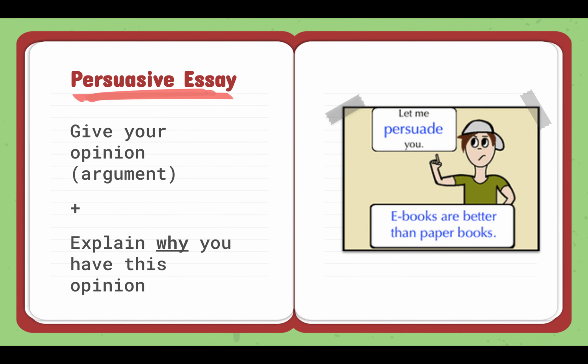So let's take a look at this boy over here. He says, "Let me persuade you. Ebooks are better than paper books," right? So imagine this boy was going to write a persuasive essay. His argument would be ebooks are better than paper books. This is what he believes, his opinion. And then he would spend the rest of the essay, all the body paragraphs, explaining why, giving reasons and examples to try and convince you, the reader, that ebooks actually are better than paper books.